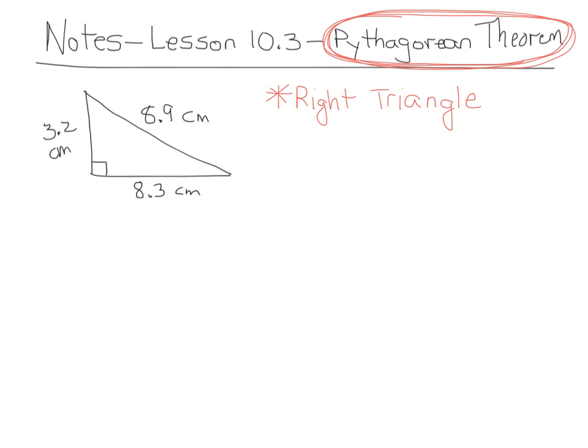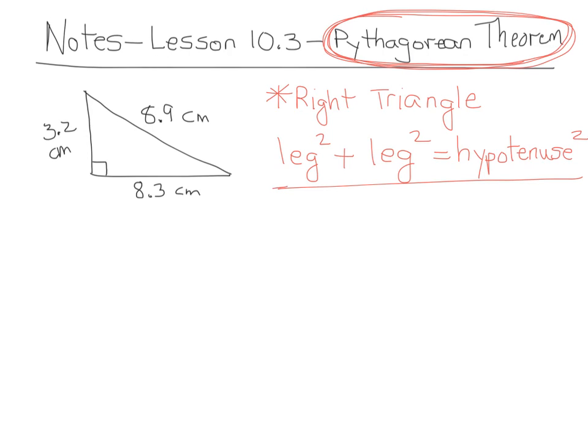So in every single right triangle, if you measure the leg and you square it, and you measure the other leg and you square it, and you add those results, it will always equal the hypotenuse squared. Okay, there it is. That is the Pythagorean theorem.